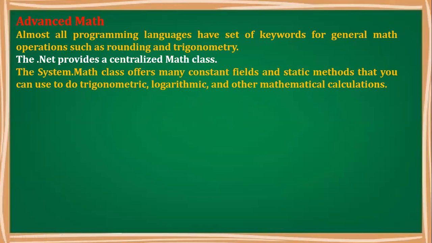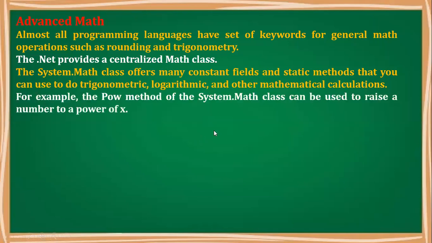So what is important here to remember? These are constant fields and properties and static methods. So you need not create an object of that class. You can directly write Math, capital M-A-T-H, dot name of function. So a static method can be directly accessed by the name of the class. For example, Pow, that means power of. This method of the System.Math class can be used to raise the number to the power of x.